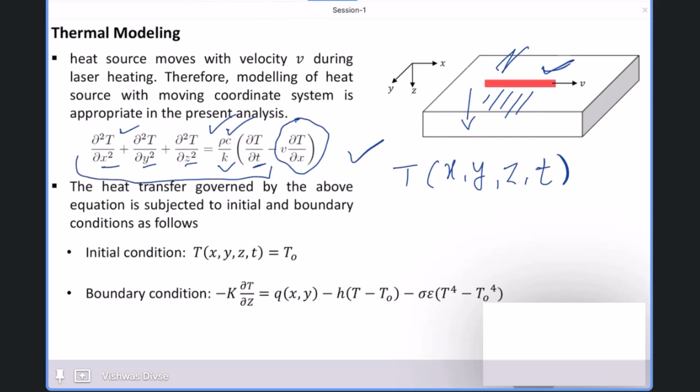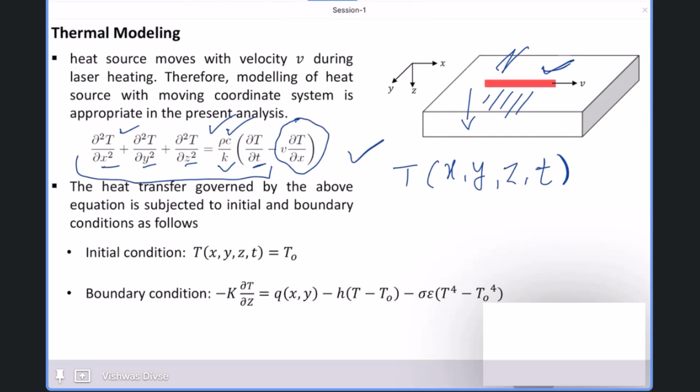So the last part, that is V dou T by dou x, is coming from the moving heat source. Our heat source is not stationary now, it is moving with the velocity V. So that will affect temperature distribution in the x direction. So that partial derivative should come into picture. So from subroutine point of view, you need not care about this. Our FE will take care of this velocity and the temperature distribution.